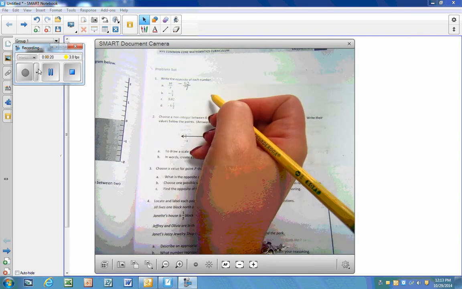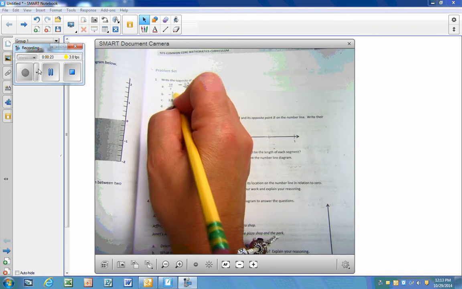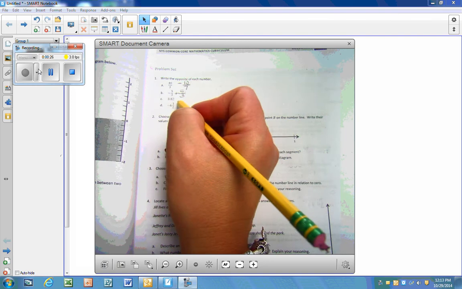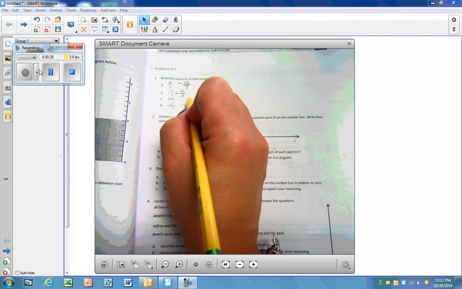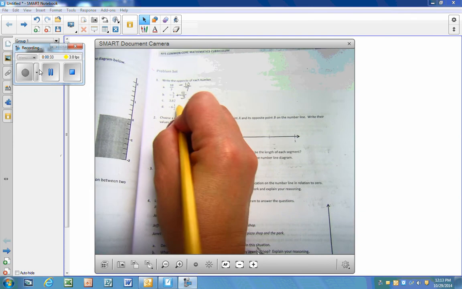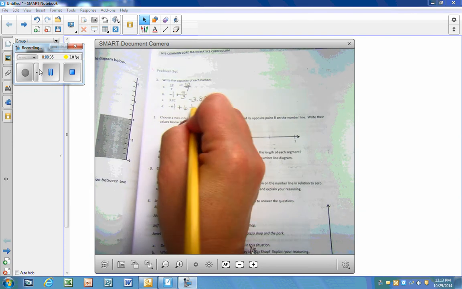The next number is negative 5/3, so the opposite would be positive 5/3. I have 3.82, which is a positive number, so the opposite would be a negative 3.82. And negative 6.5, the opposite of that would be positive 6.5.